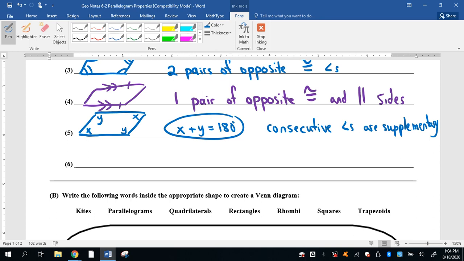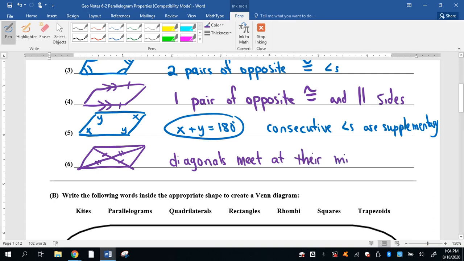And the last property of a parallelogram is about the diagonals. Let's just draw the diagonals and figure out what is true. Now, are they congruent? No, they're not congruent. One is smaller, one's bigger. But do you see that they bisect each other? So the diagonals bisect each other, or you can say meet at their midpoints. There are different ways you can say this.